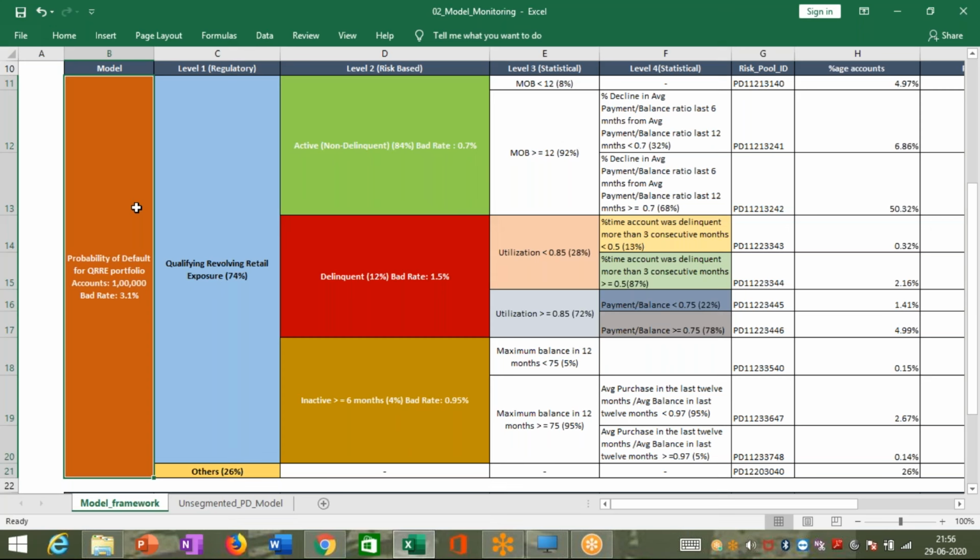But when the utilization has gone over a certain limit, that's where the payment balance ratio becomes very important: how much of the balance you are paying back. The payment balance ratio is expected to drop at a higher level of utilization, because when you utilize a lot of credit, it becomes difficult to pay that credit back. That's why payment balance ratio is an important variable when utilization is higher. At a low level of utilization, the payment balance ratio is always high for most of the year. After a level of utilization, you realize that it is very difficult to pay back. So that's something you need to take care of.